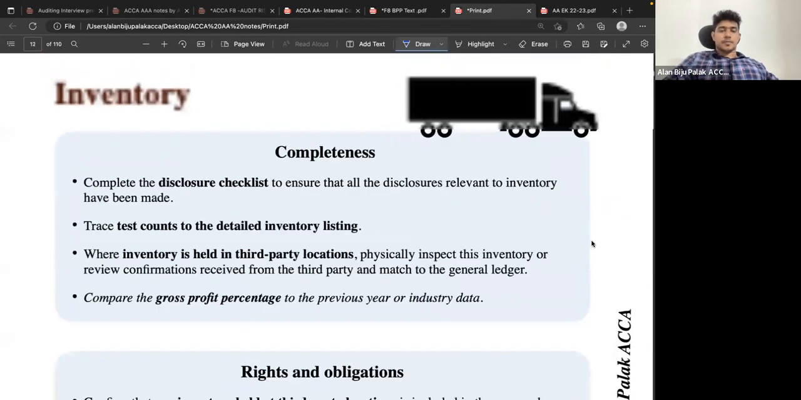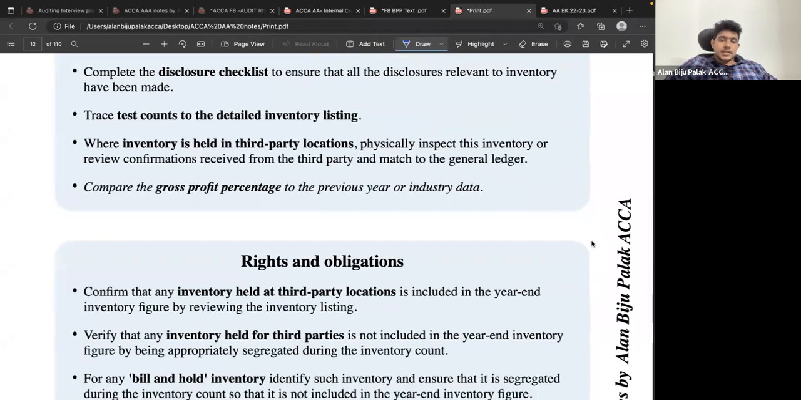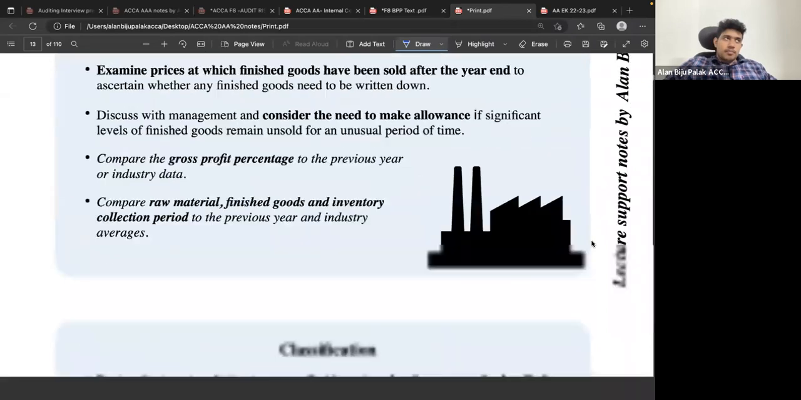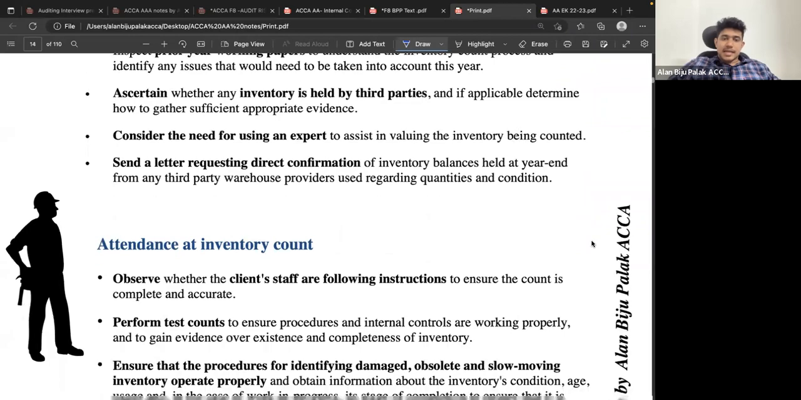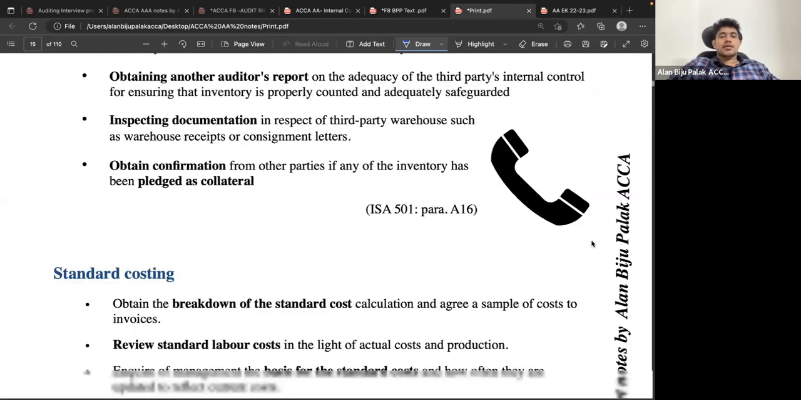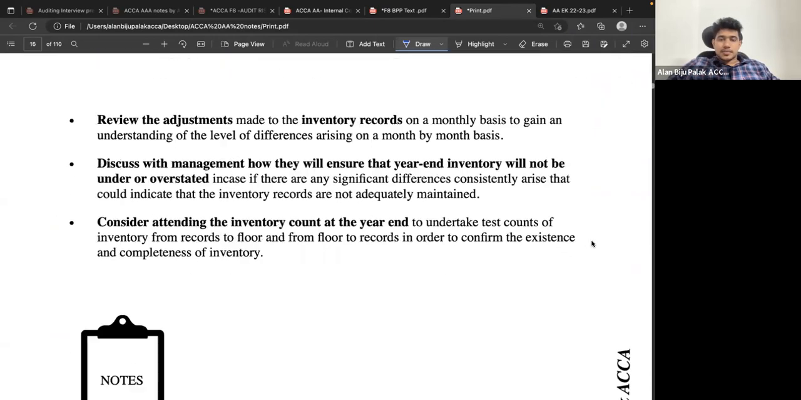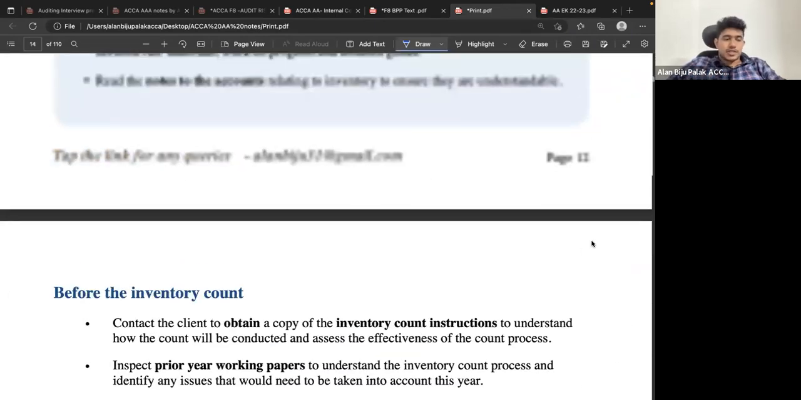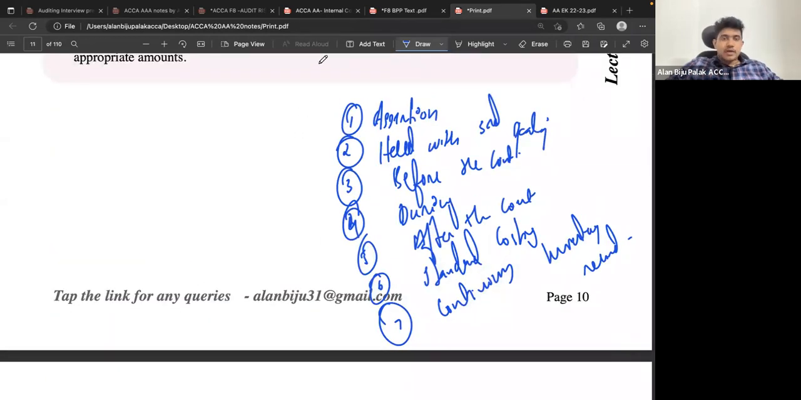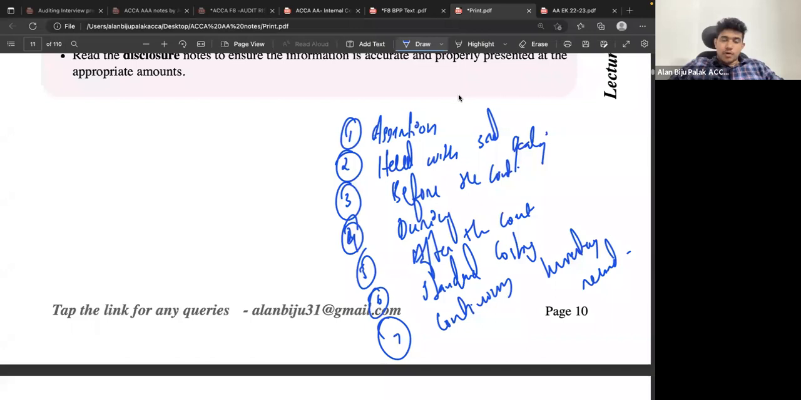So we have studied these many substantives relating to inventory. Assertion specific points, which include completeness, rights and obligations, existence, then cutoff, accuracy, valuation, allocation, and classification. Again, we studied performing the audit procedures before the inventory count, attendance at the inventory count, then after the inventory count, inventory held by third party, standard costing method, and continuous inventory count. So literally we have studied these many points. Whenever you get a question on the area of inventory, you should always have this confusion. If you do not have any confusion in writing inventory related points, it means that you haven't studied the substantives properly. Because if you have already studied the substantives, then when you get the scenario, you should clearly identify what is actually being asked there.